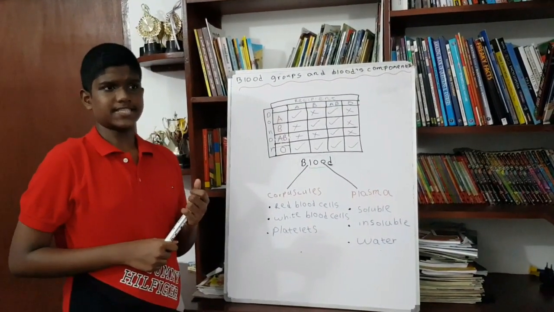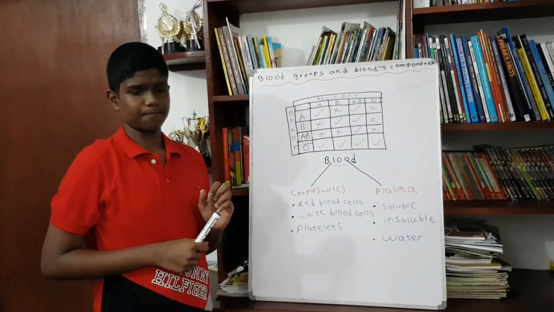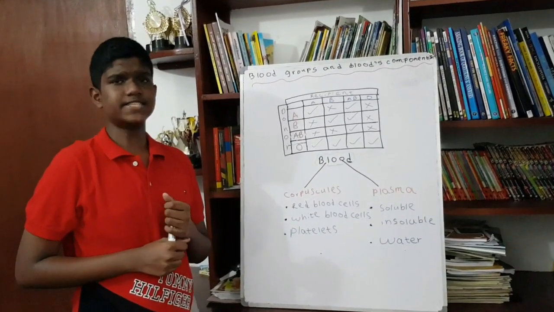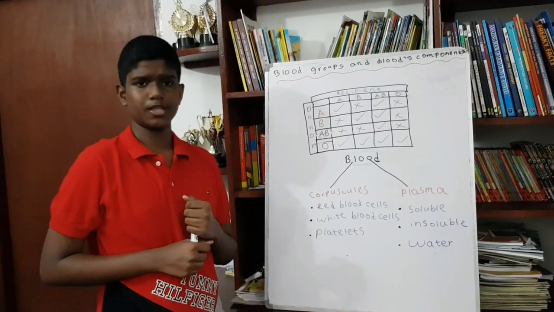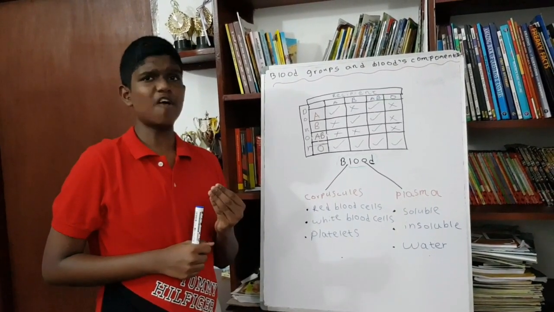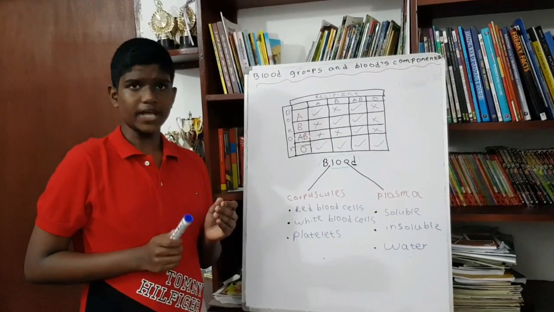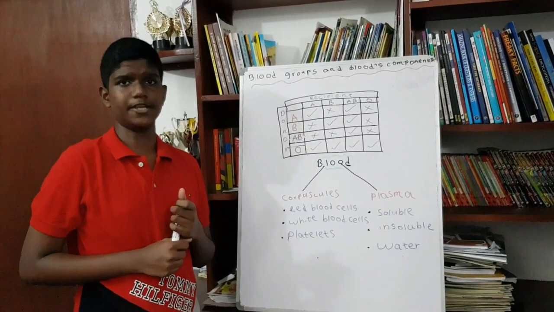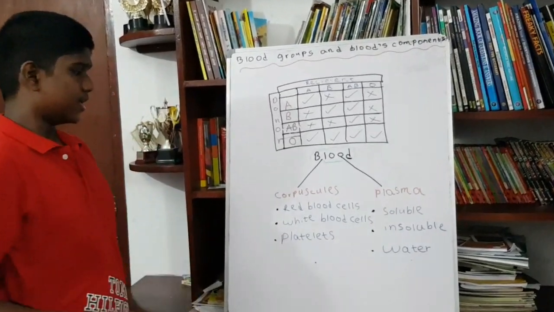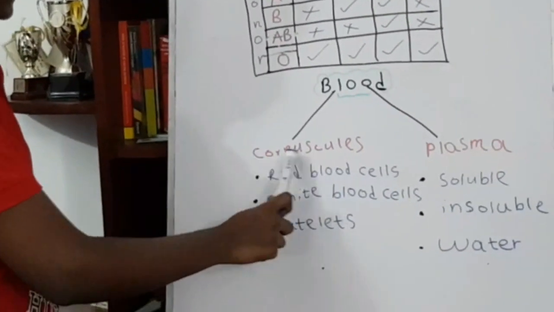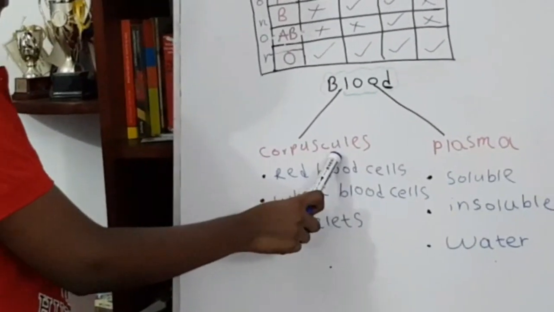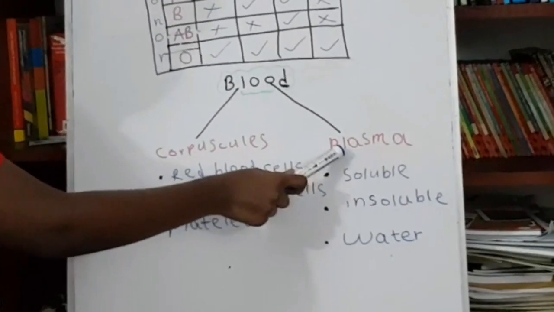First of all, let us take blood's components. Most of us consider blood as a red-colored fluid, but only 45% of blood exists in liquid form. The rest exists as a solid. As you can see here, corpuscles are the solid form of blood. Plasma is the liquid form of blood.